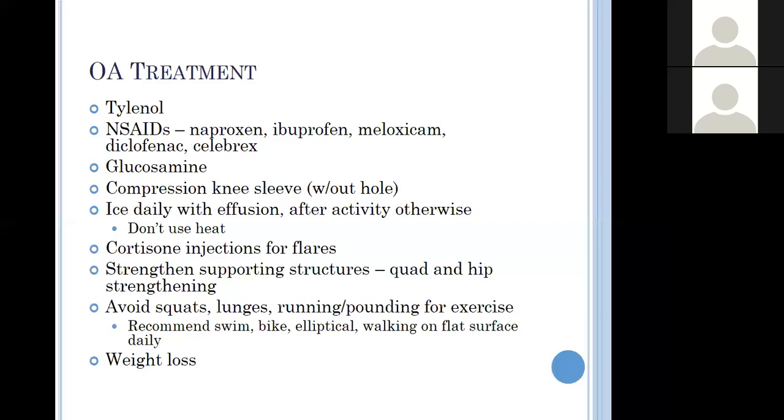Walking on a flat surface, so usually downhill bothers people, but uphill doesn't. Obviously outside you have to go up and down, but walking on the grass beside the concrete, as well as just a flat track, is helpful. Weight loss, obviously. One thing that's helpful to tell people is you carry 5 times your body weight on your knees. So 5 pounds of weight loss is like losing 25 pounds off your knees. It doesn't take 100 pounds to have some improvement. It literally just takes a few.